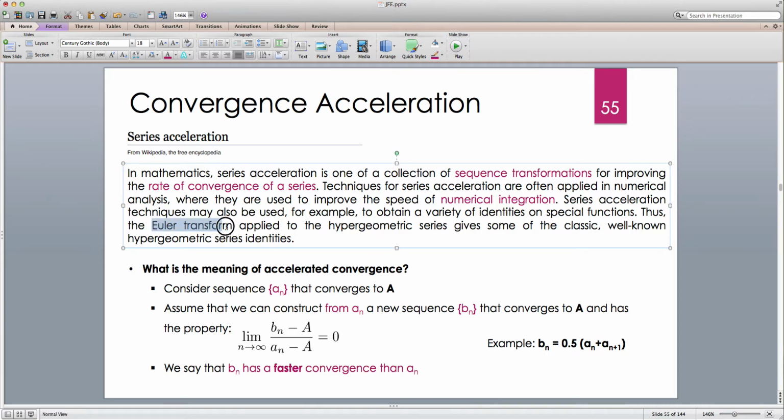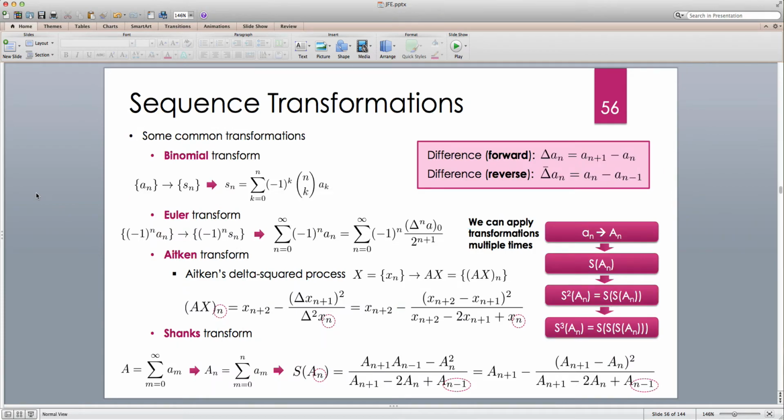So Euler transform is one of the examples of the sequence transformations. Now here I have listed some of the famous or most commonly used transformations. And before looking at them, let's define two things. One is the difference of a sequence.